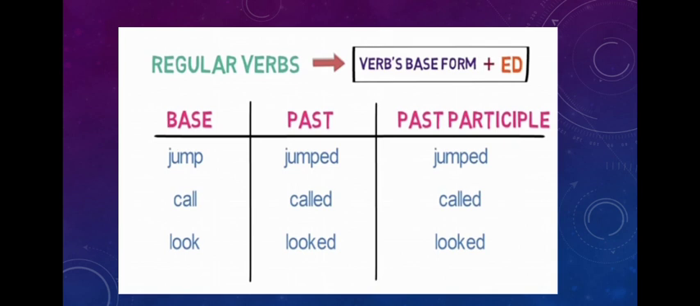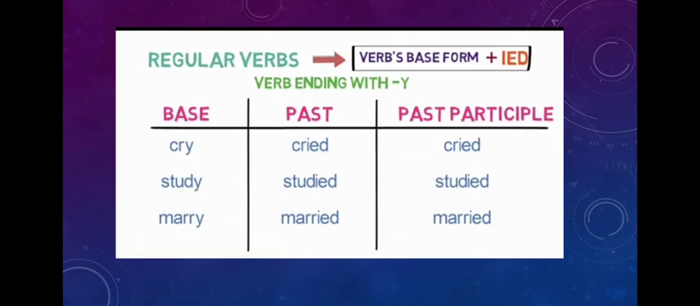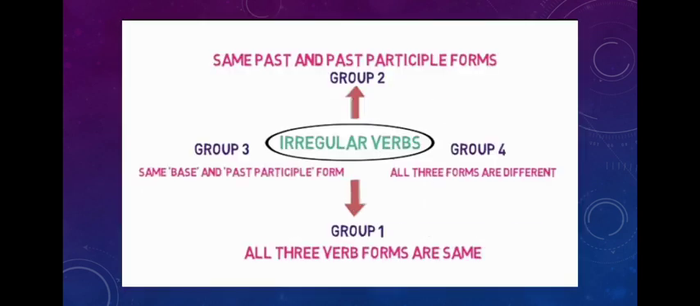As you can see in the slide, regular verbs are formed by adding ed, d, and ied. This is how we get our regular verbs. Even for irregular verbs, there are four ways to form them. Remember, irregular verbs are not formed the way regular verbs are formed. The only way you can learn these irregular verbs is to learn them by heart. You just have to memorize them.